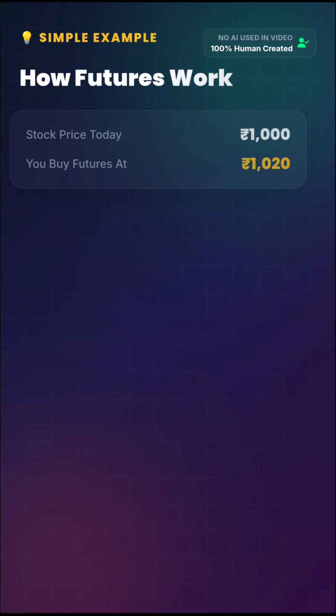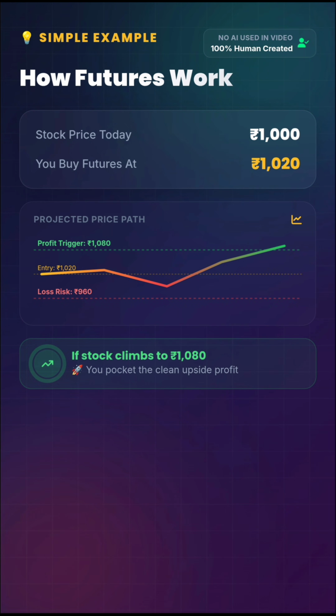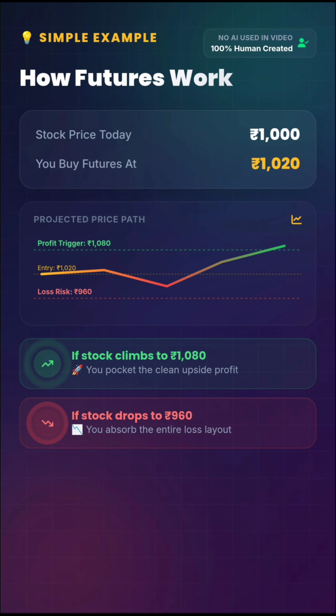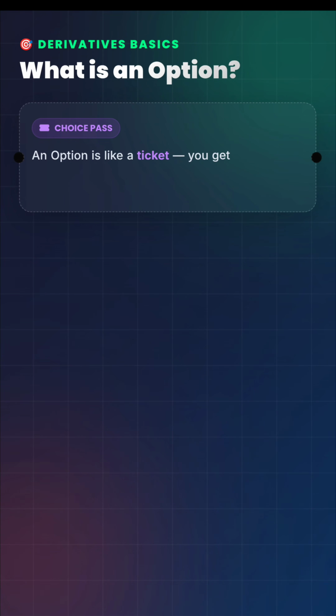Simple example: stock price today is 1000 rupees. You buy the futures at 1020 rupees. If the stock goes to 1080 rupees, you profit. If it goes to 960, you actually lose. So a futures contract means high risk because you must honor the contract. There is no escape. Similarly, an option is like a ticket.